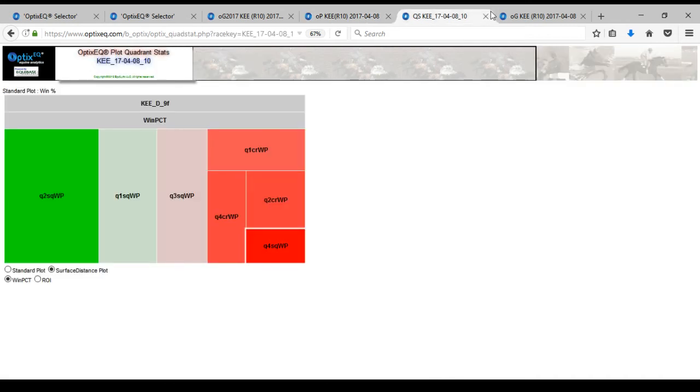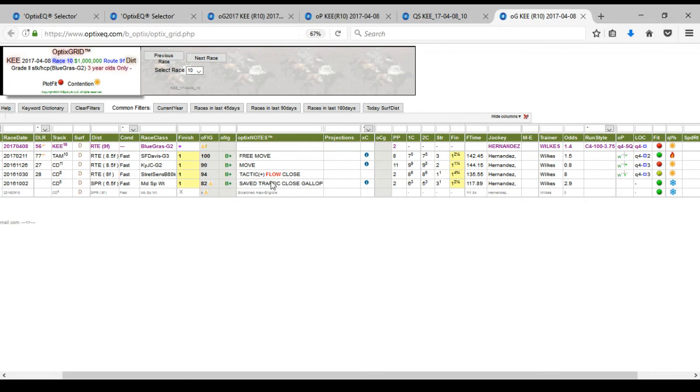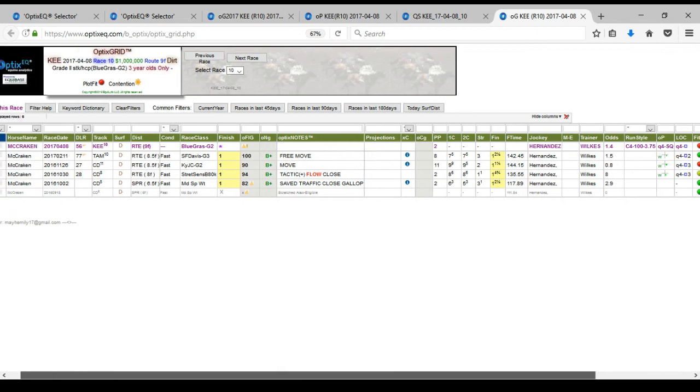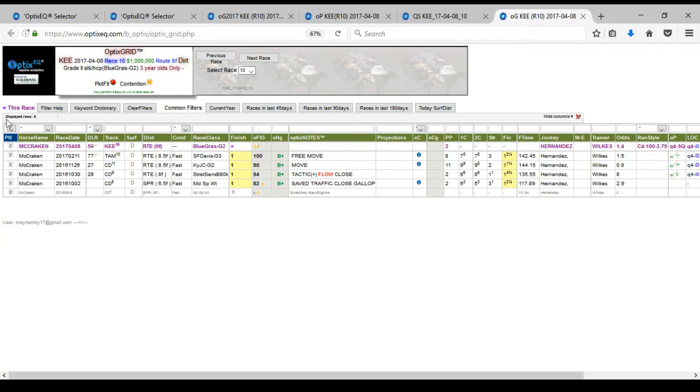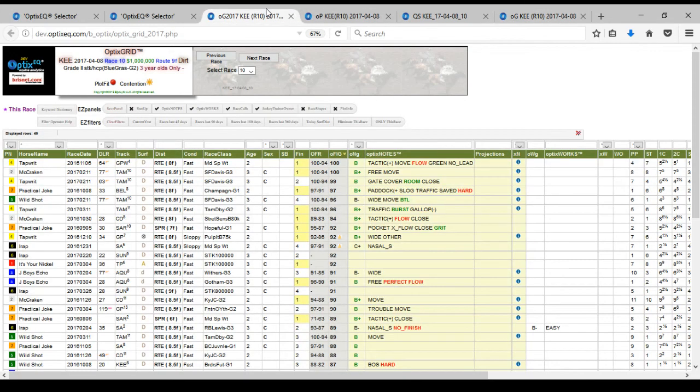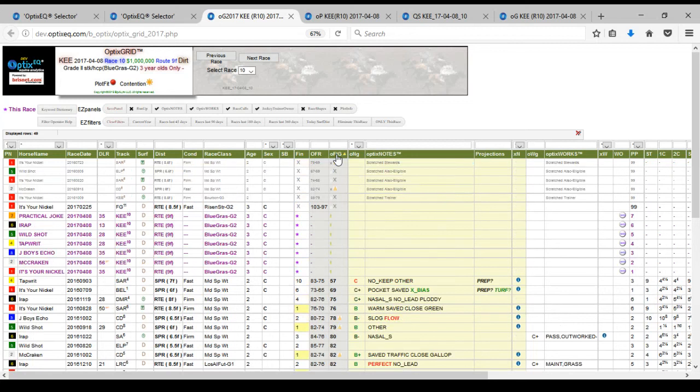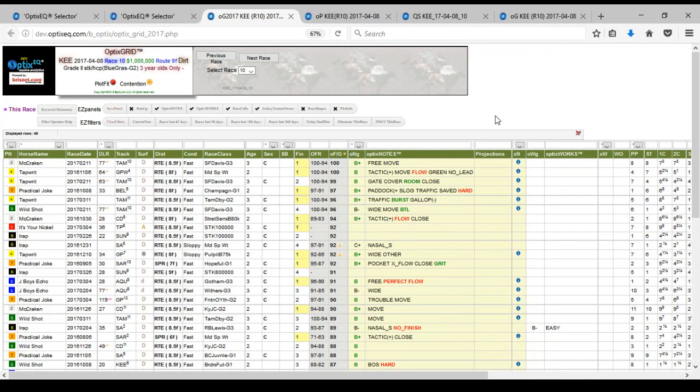I think we're looking at lightly raced horses, so running style hasn't quite been determined yet. Let's look at a quick sort as far as speed figures. Looking at this race, I sorted it using that OFIG, high to low. McCracken on top is 100, followed by Tapper.